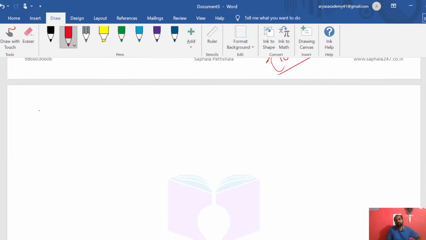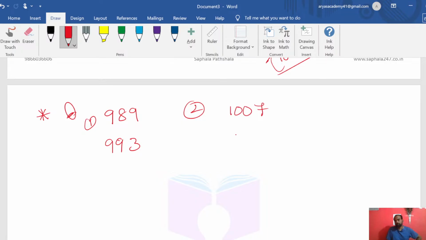I'll give you 3 questions. You solve them and we will conclude the class for today. First question: 989 multiplied by 993. Second question: 1007 multiplied by 1002. Third question: 1009 multiplied by 998. So these are the 3 questions. You post your answer and we'll stop it here.